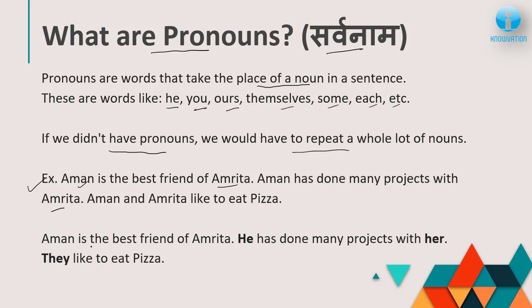So Aman is the best friend of Amrita. I have used both the nouns once. He has done many projects with her. He here refers to Aman, and her refers to Amrita. They like to eat pizza. Here both of them are combined, Aman and Amrita. So friends, this is the use of pronouns. You make your sentence smaller and more meaningful.